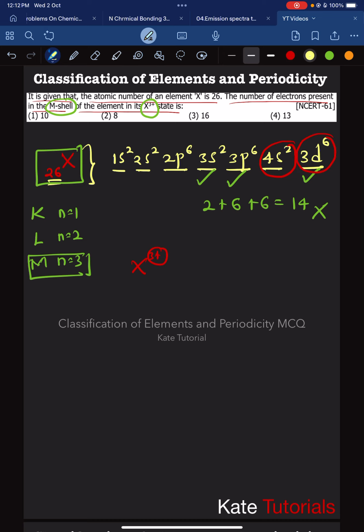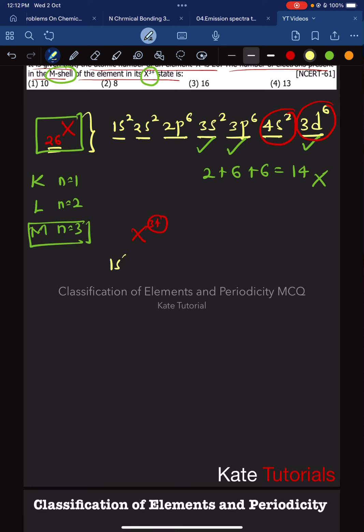So the final electron configuration that I get is 1s2, 2s2, 2p6, 3s2, 3p6, 4s0, because 2 electrons went from 4s first, then 1 electron will be removed from 3d, right? So it will be 3d5. Why have I removed from 4s? Because n is equal to 4. This is the outermost shell.